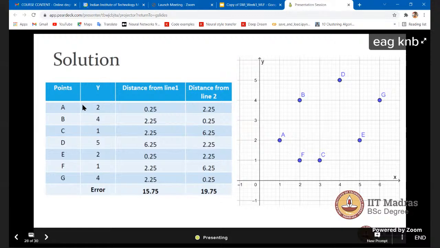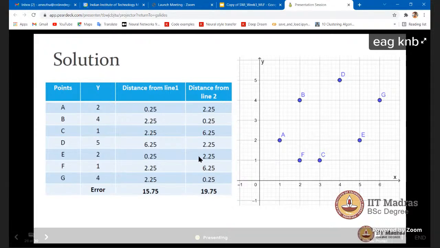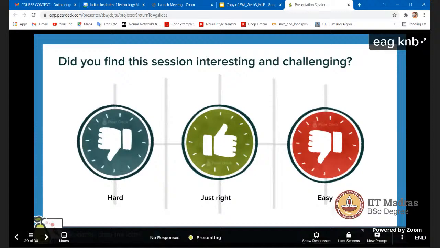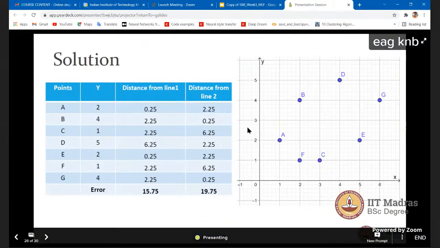So we have the data points here. The y value is for every data point A, B, C, D, E, F and G. You write the y coordinate values, and the distance from line 1, which is y equal to 2.5 here. I hope you have taken the value 2 minus 2.5, and the square of the value is 0.25. Similarly, 2 minus 3.5, and the square of the value is 2.25.